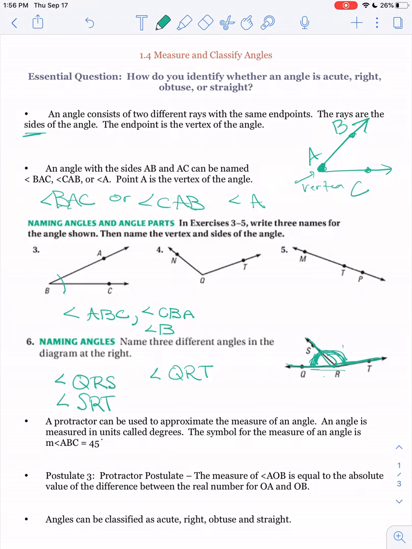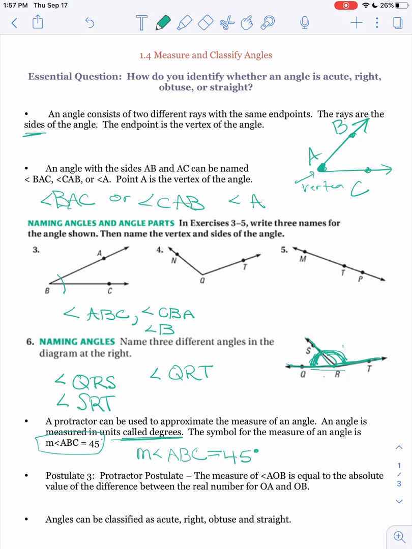A protractor is a tool that we use to measure angles, and the unit we use in geometry is called degrees. And the symbol for a degree is just a little raised dot. So the way you would write it, you put an M in front of the angle. That stands for measure. The measure of angle ABC equals 45, and then you put a little degree symbol. So you read that the measure of angle ABC equals 45 degrees.